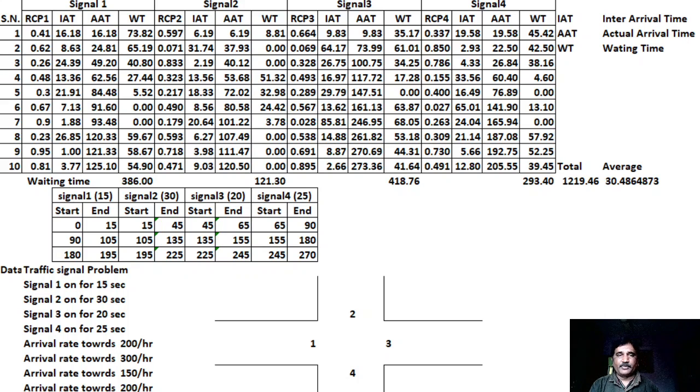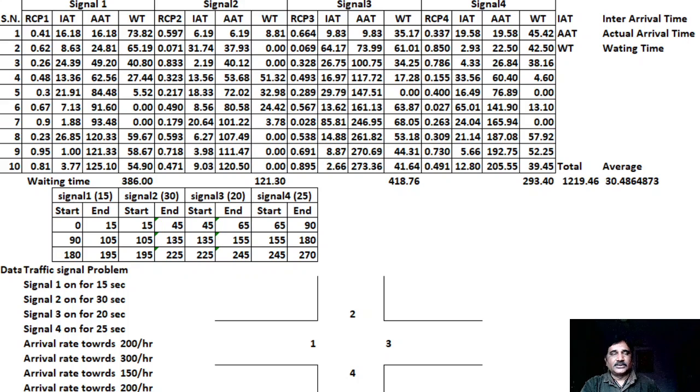So 200 per hour means 1 by 18 per second. 300 per hour means 1 by 12 per second, 150 per hour means 1 by 24 per second, and 200 per hour again means 1 by 18 per second. Now all these arrivals are random, they follow Poisson distribution.